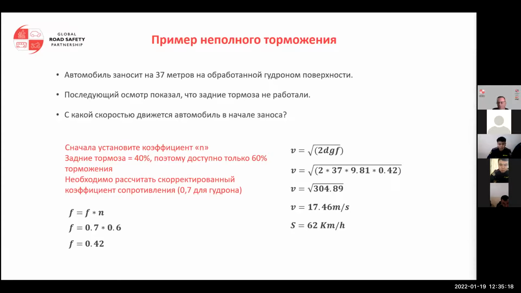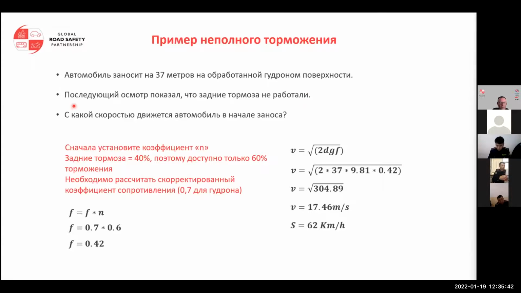Right, this circumstance here. A vehicle has left 37 meters of visible skid on a tar-sealed road surface. The mechanic inspects the car and tells you that the rear brakes are not working. We want to know how fast the vehicle is traveling at the start of skidding.